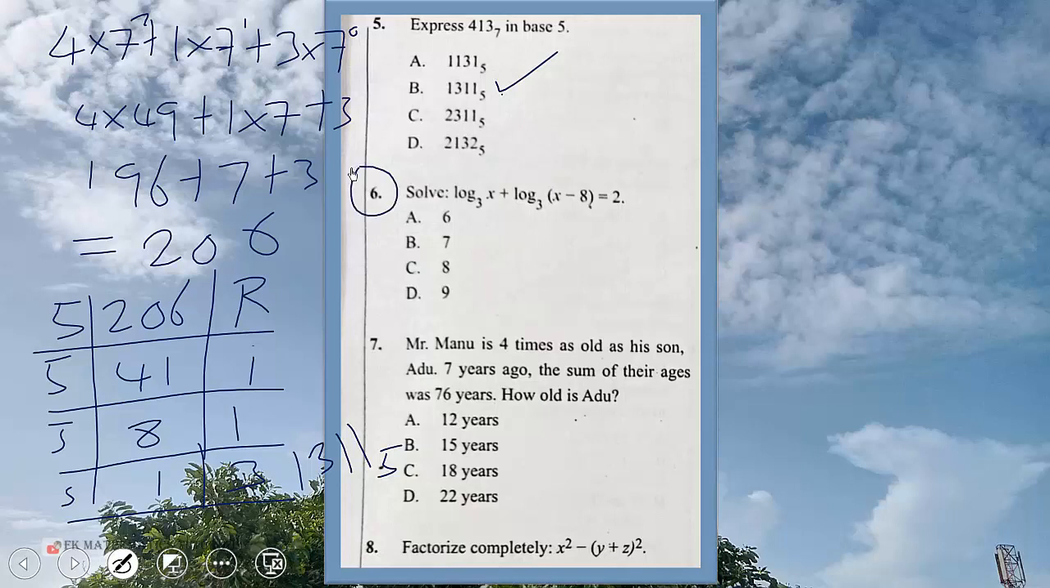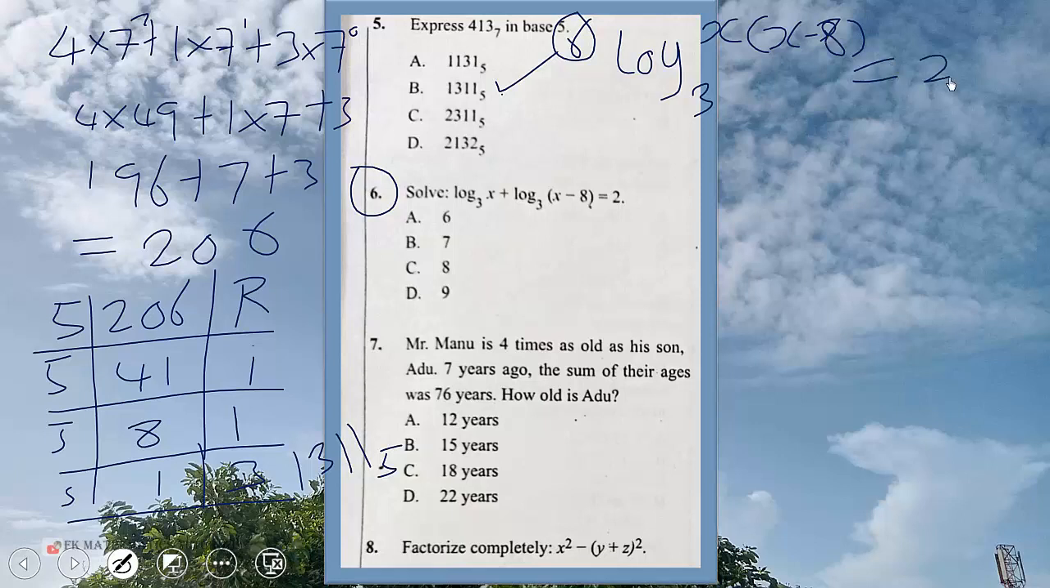We have to solve log to base 3 of x plus log to base 3 of (x minus 8) is equal to 2. So how do we solve that? For question number 6, we write the log to a common base. Since they are added, we multiply. So x times (x minus 8) is equal to 2.